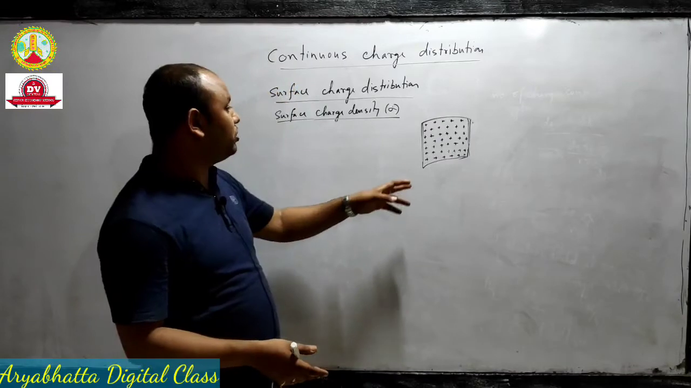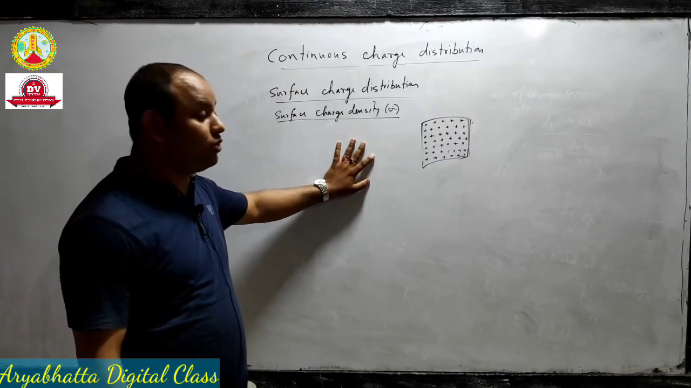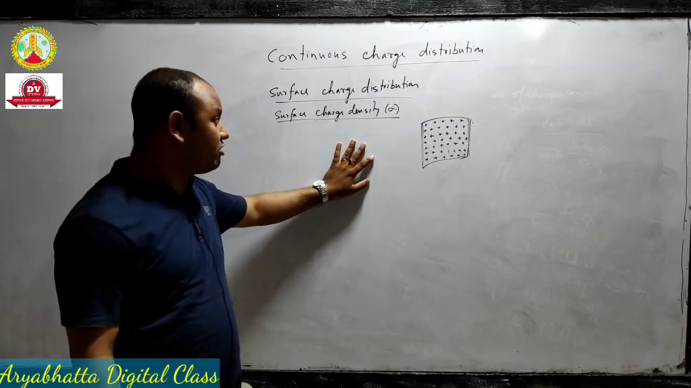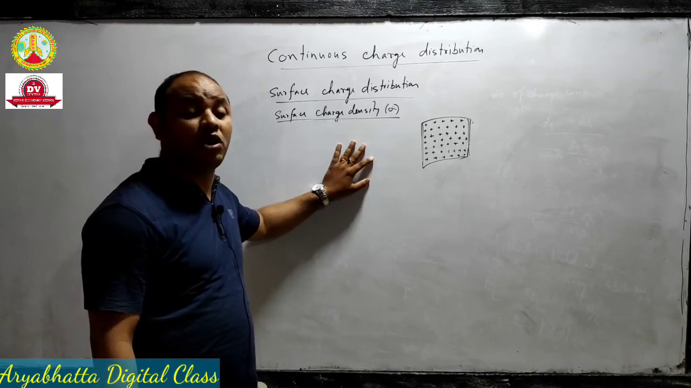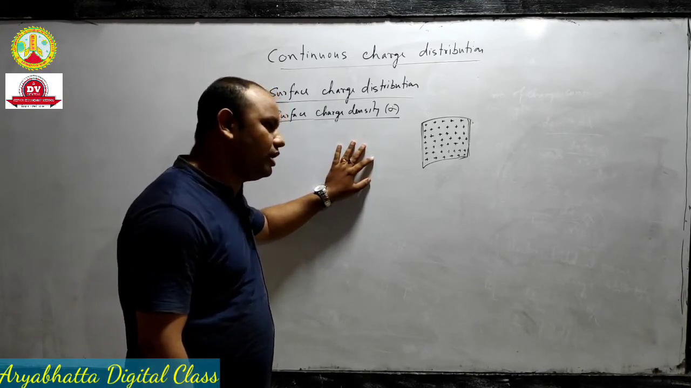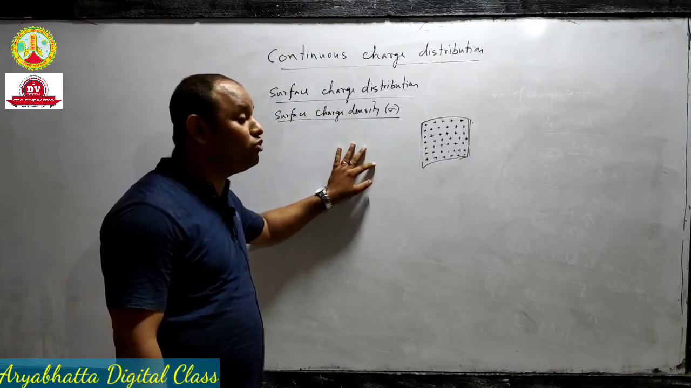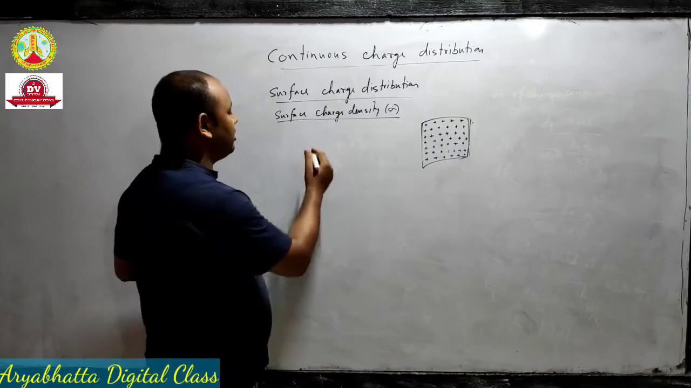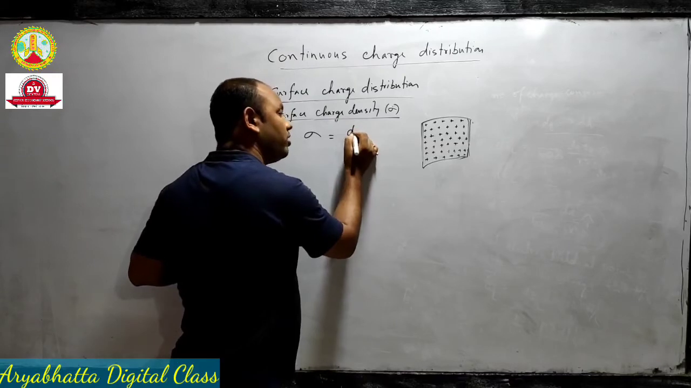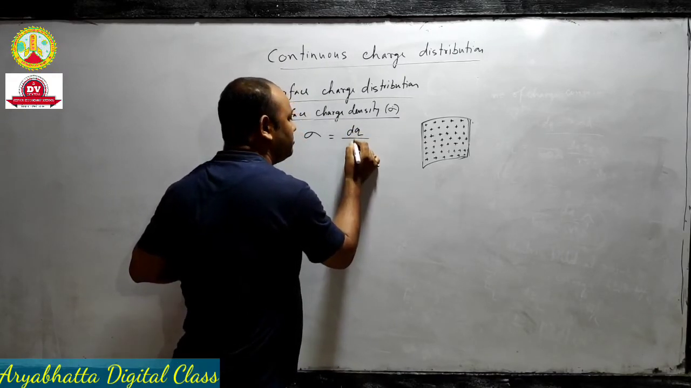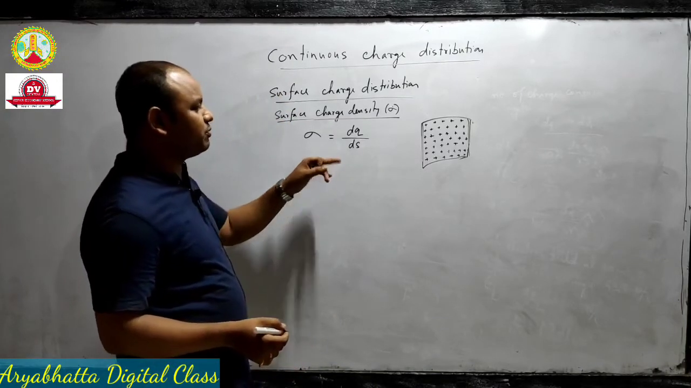Okay, here also we define a term, surface charge density, which is denoted by sigma. So what is surface charge density? Surface charge density at any point on the surface is the number of charge contained per unit area. It is denoted by the letter sigma. Sigma is the number of charge contained per unit area. Sigma is equal to dq by ds. ds is suppose small area.